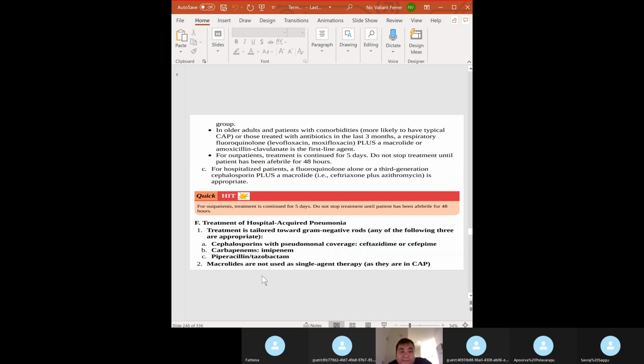So you have gram-negative coverage plus pseudomonas coverage. Piptazo. Of course, macrolides are not used as a single agent therapy. Do not use it. You always combine the macrolide with a cephalosporin.